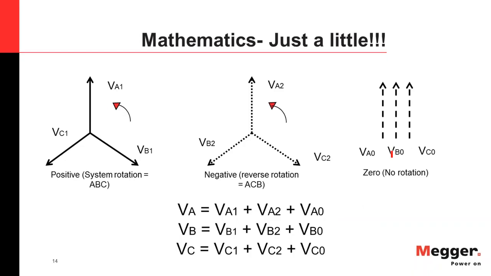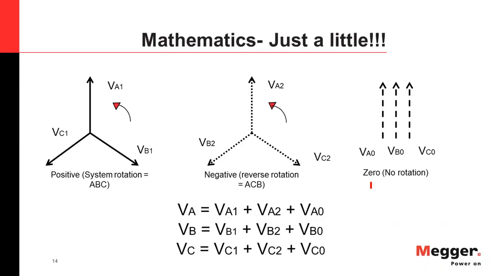Just to give you a little idea about the zero sequence vector, we will cover that in further slides. Just remember that the zero sequence vector is caused by any ground fault, I mean, any current flowing through the neutral of a system.